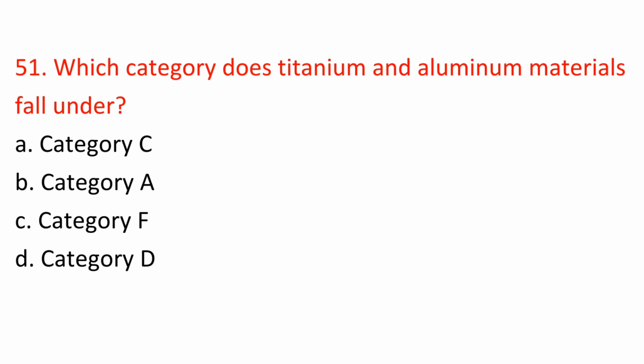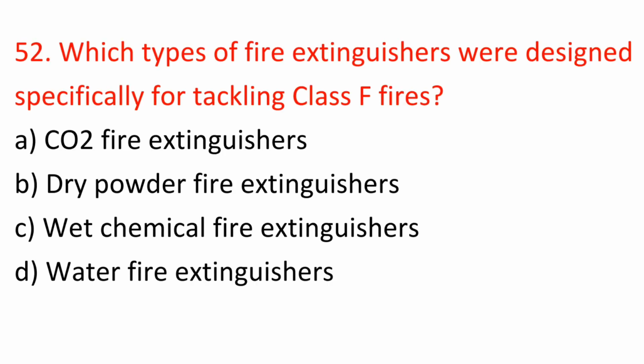Question 51. Which category do titanium and aluminum materials fall under? A. Category C. B. Category A. C. Category F. D. Category D. Answer. D. Category D.